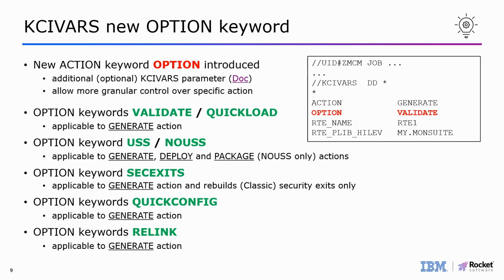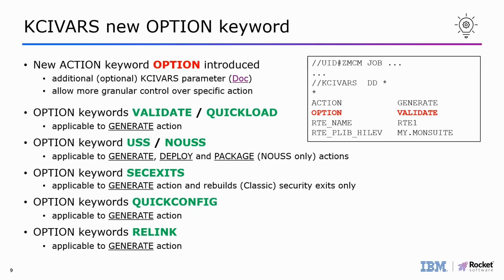Most of these options you will see in the generate action, because the generate action essentially is the one that does most of the heavy lifting. It builds all the data sets, it generates all the parameter members and so forth. So there is the most room to optimize this process. So let me pick a couple.